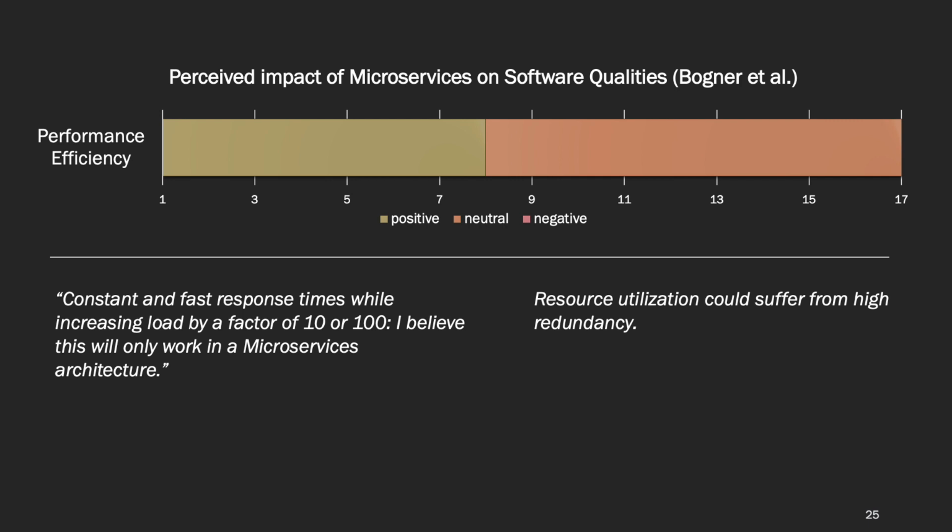On the other hand, efficient resource utilization could suffer from high redundancy to some extent, as was noted by two of the practitioners. One of them saw benefits in choosing the best performing technology for a single service, but many others do not perceive or expect many changes in performance efficiency.